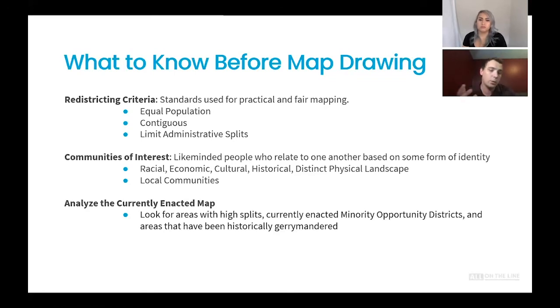And finally, we can analyze the currently enacted map. You take the map that's currently enacted in the state of North Carolina, and you look for areas with a high number of splits, and you can look at the currently enacted minority opportunity districts. Those are the districts that have a minority population of 50% or above. And you can also look at areas that have been historically gerrymandered in the past.